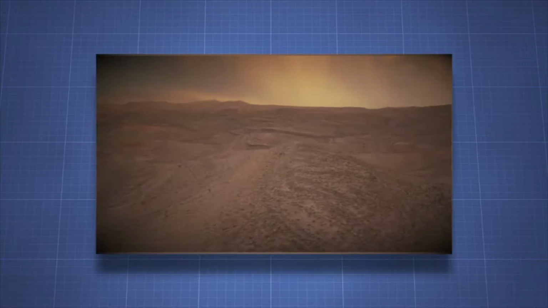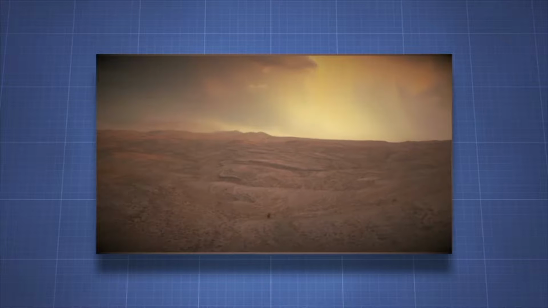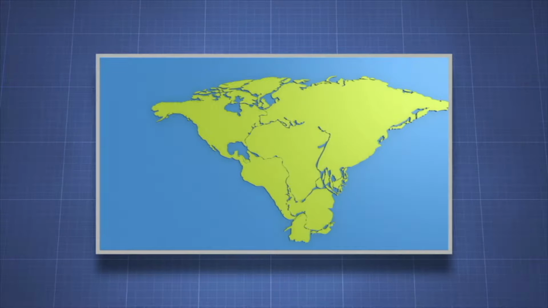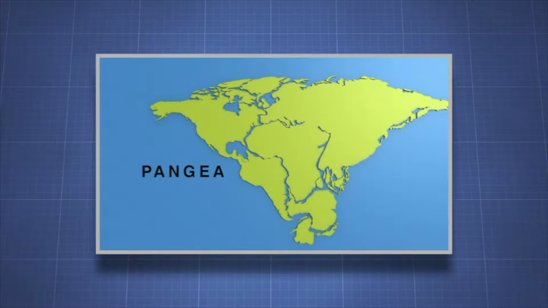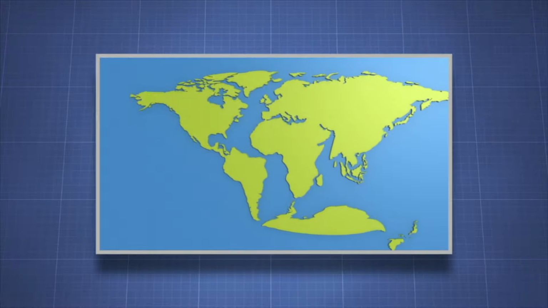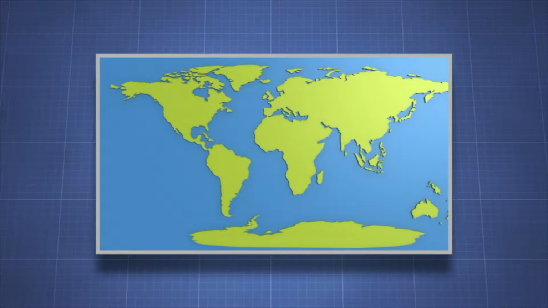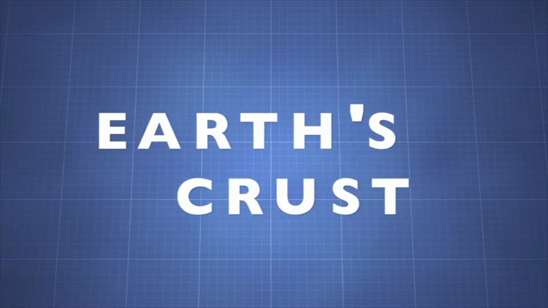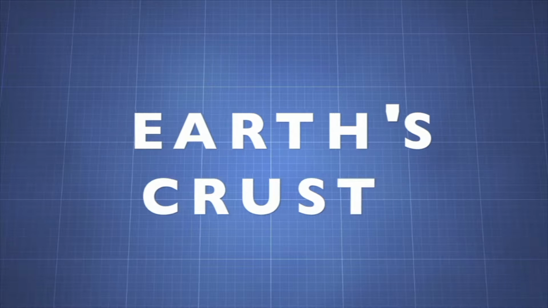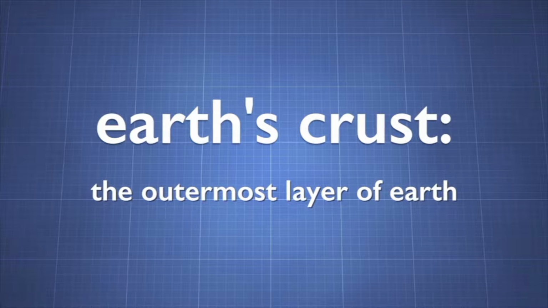During the late Paleozoic and early Mesozoic eras, around 300 million years ago, Earth's landmass comprised a single supercontinent called Pangaea. Over time, Pangaea began to split apart to form the 6 continents. The forces that caused Pangaea to form and to break apart still operate today. Earth's crust continues to change. Earth's crust is the outermost layer of Earth.